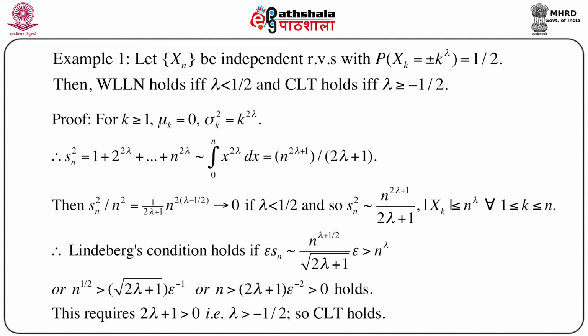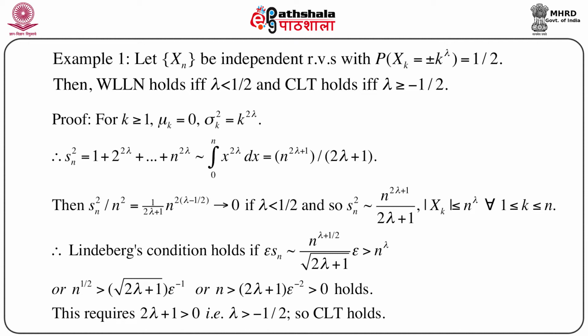Now we consider one example. Suppose Xn is a sequence of independent random variables with probability Xk equals to plus minus k to the power lambda equals to half. That means probability Xk equals to k to the power lambda equals to probability Xk equals to minus k to the power lambda equals to half.